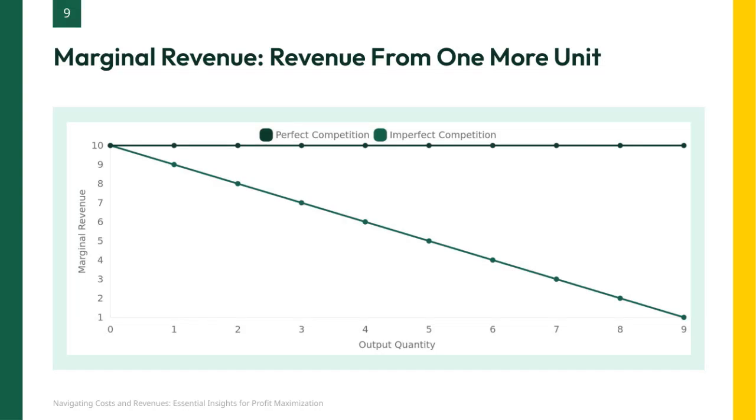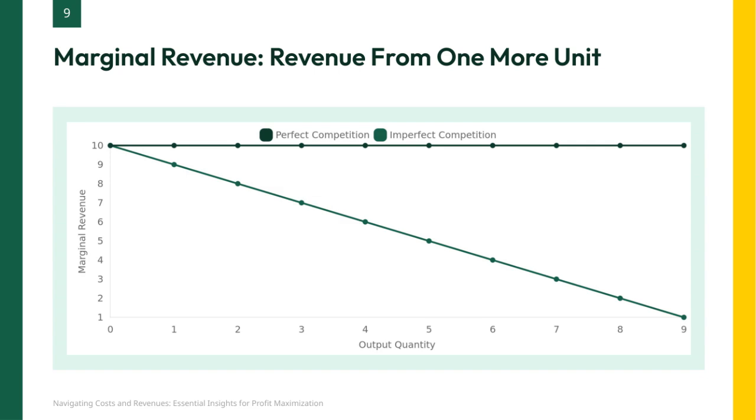Here we're looking at how marginal revenue behaves under two different market structures: perfect competition and imperfect competition. Marginal revenue represents the additional income a firm gets from selling one more unit of output. Notice that in perfect competition, marginal revenue remains constant at 10, regardless of the quantity produced. This happens because firms are price takers. They sell as much as they want at the market price.